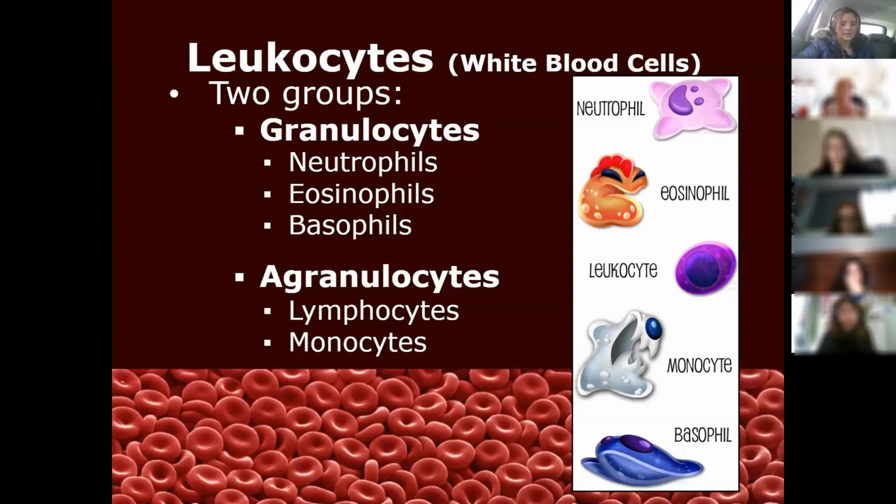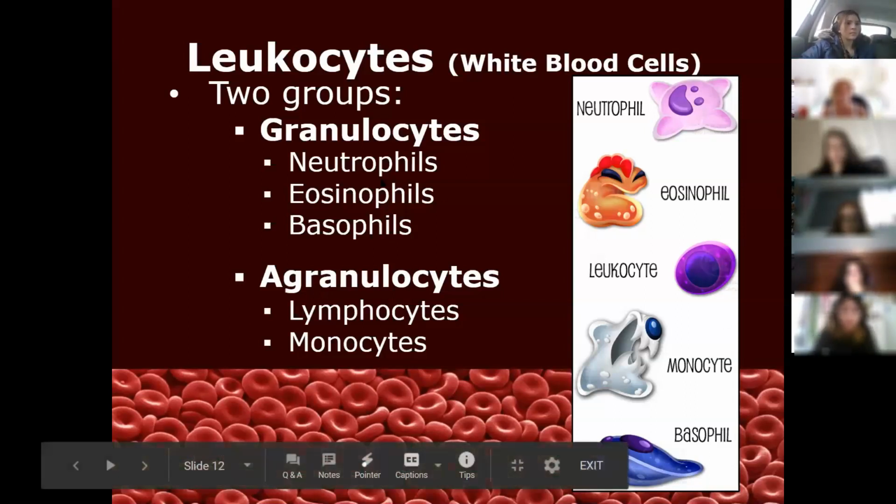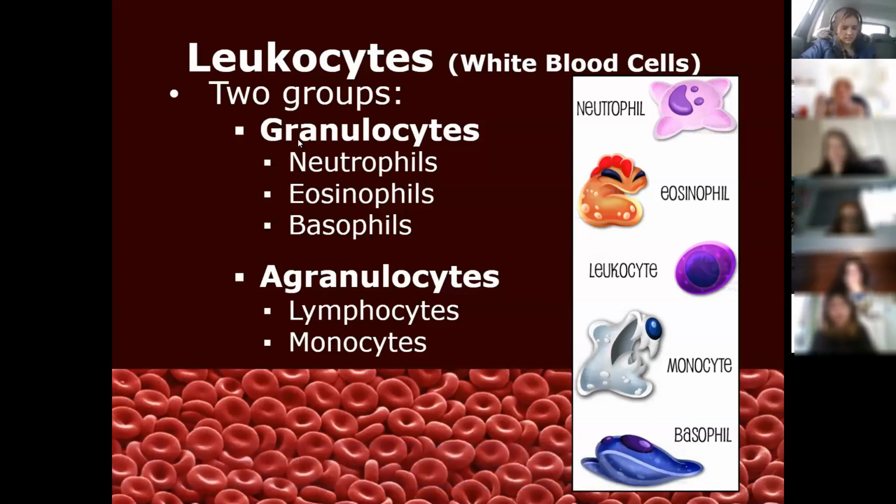Notice the endings of these words. All of the granulocytes end in fill, P-H-I-L, fill. So I say they are filled with granules, right? Little speckles inside. Each of them has a different nuclear structure. That's how we'll identify one from the other. When you're looking at them, you want to look at the nucleus. And they all have different jobs, okay?